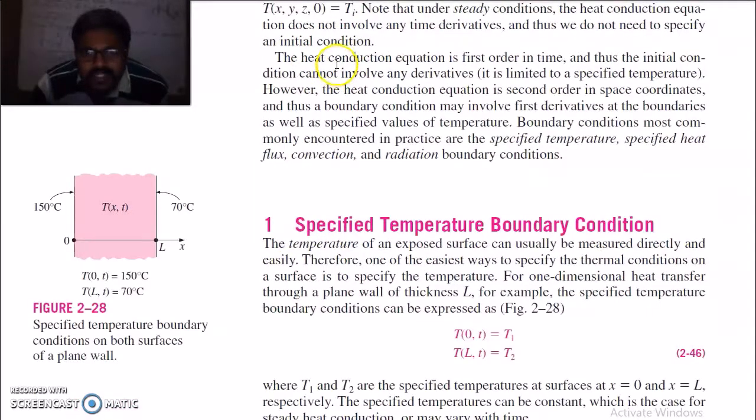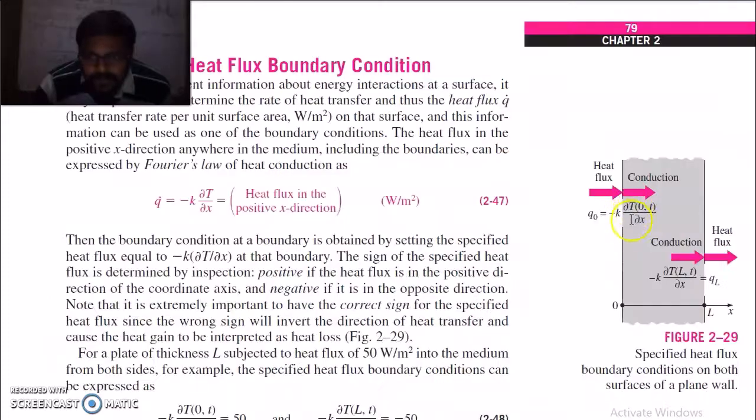As we had discussed, the heat conduction equation is first order in time, and thus the initial condition cannot involve any derivative. It is limited to a specified temperature. However, the heat conduction equation is second order in space coordinates, and thus a boundary condition may involve the first derivative at the boundaries as well as specified values of temperature. You can see in this case your boundary condition is in the form of a derivative.